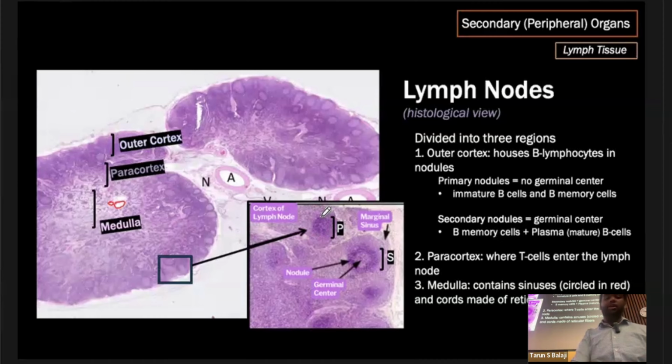Now, your primary nodule, under the right conditions, can become a secondary nodule. How do you identify a secondary nodule? You're going to look for a germinal center. A germinal center is kind of like a light patch in between the dark patch, so it's kind of like concentric circles. That's how you know that B cells are maturing and moving outwards.